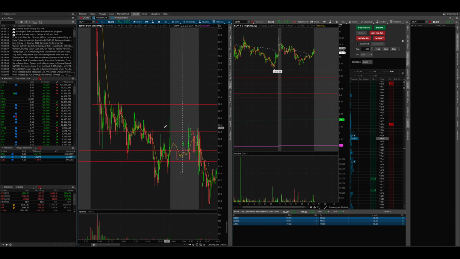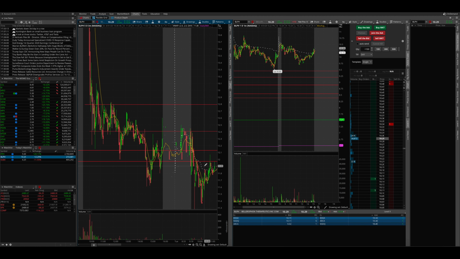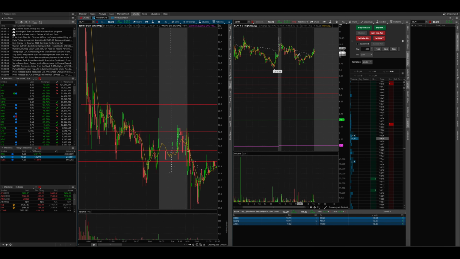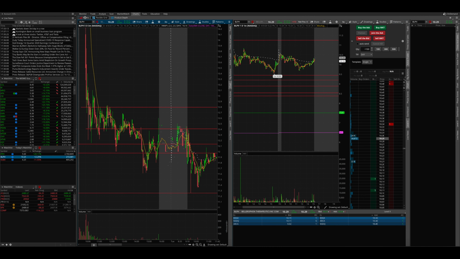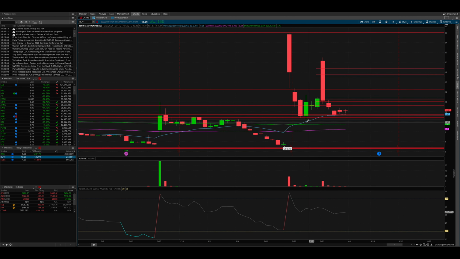So, I also wanted to talk about these lines right here. This gold line is a 13 EMA, an exponential moving average. I also use a VWAP, which is the dotted line right here. Same thing on the 1 minute chart. This green and purple line indicates the 100 and 200 SMA, which is derived from the daily chart. And this blue line is the 20 EMA that I use on the daily chart as well.